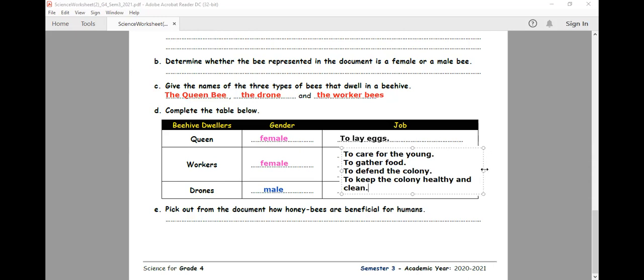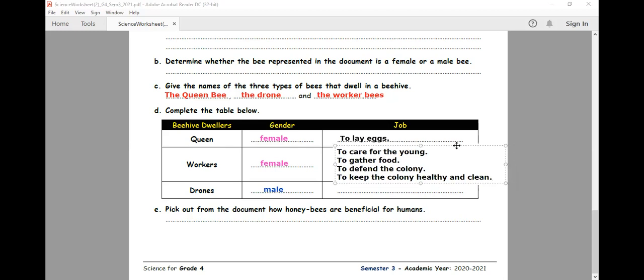It's enough to write three things, okay? What about the drone? What's the job of the drone? Yes. To mate with the queen. To mate with the queen. Yes.